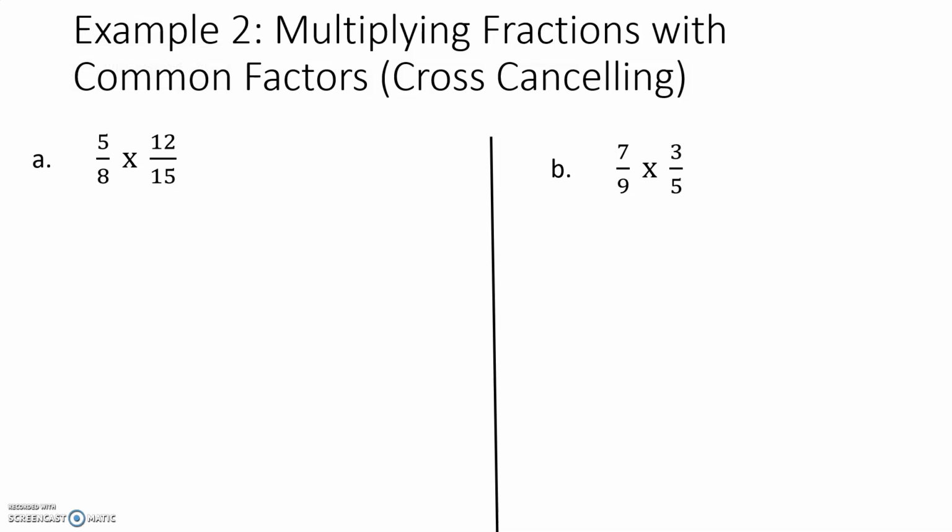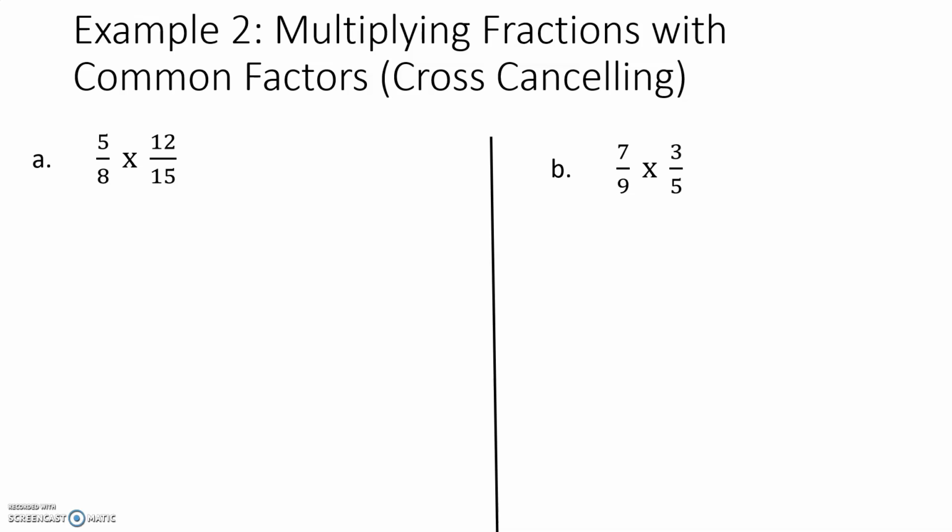All right, so now we're going to be multiplying fractions. We're still going to multiply fractions, but we're going to be multiplying fractions where we can cross cancel. What that means is we're going to be looking at the two fractions and see if we can reduce these numbers by cross canceling, by looking for common factors and cross canceling.